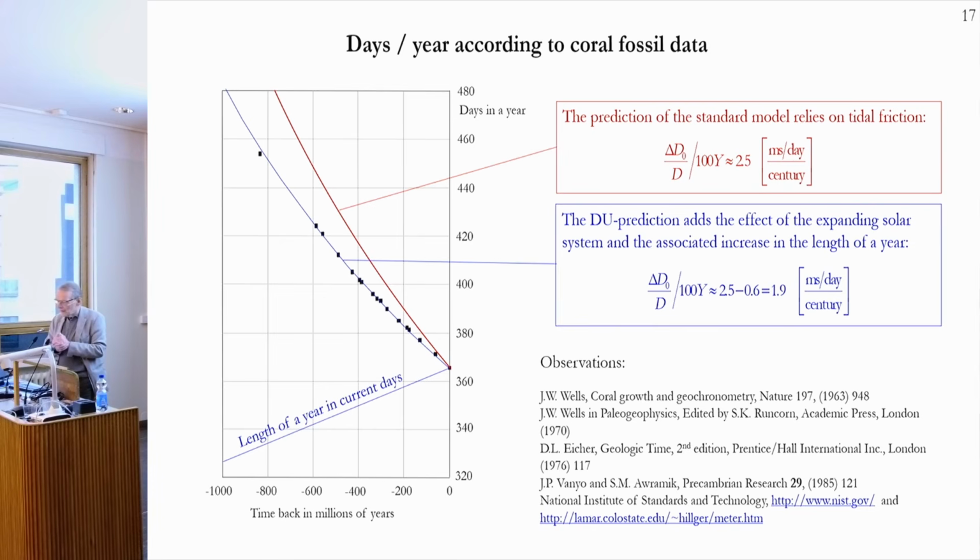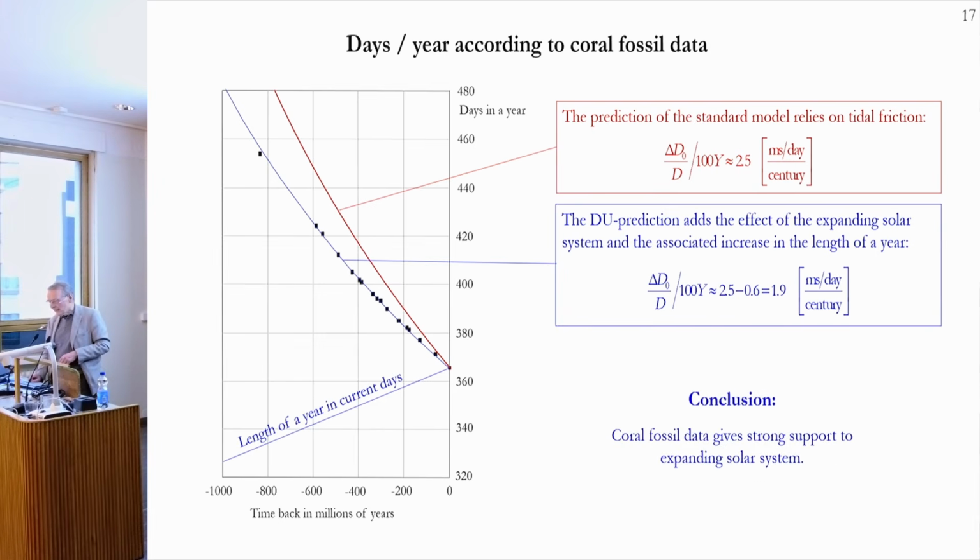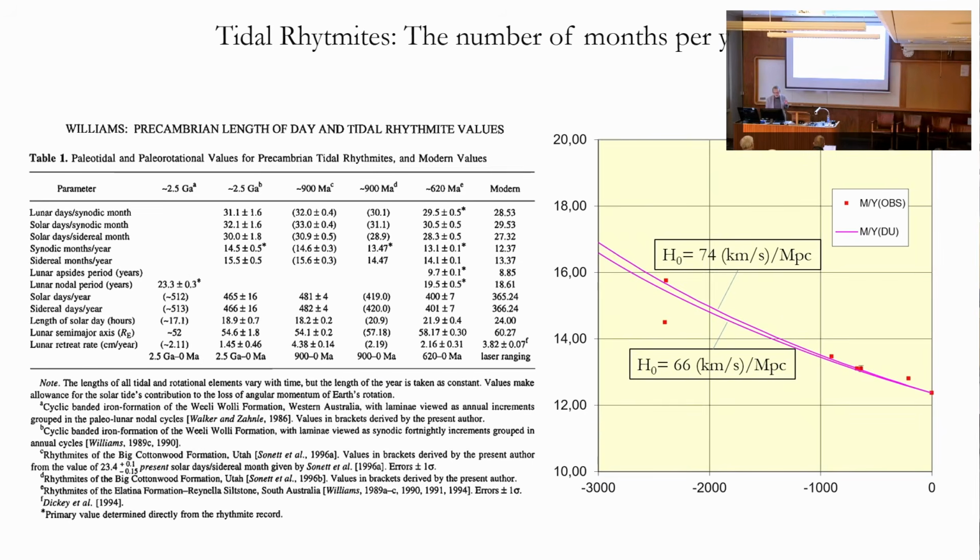Interestingly, when I made this calculation from Heikki's sample data, I didn't know what the generally accepted tidal friction effect is. So I stated that in order to fit the curve to the samples, we should have tidal friction of about 2.5, and it came out the other way around with nice accuracy. Conclusion: coral fossil data gives strong support to the expanding solar system.